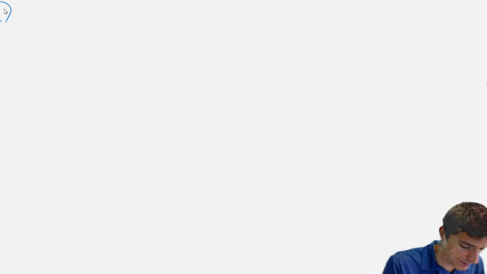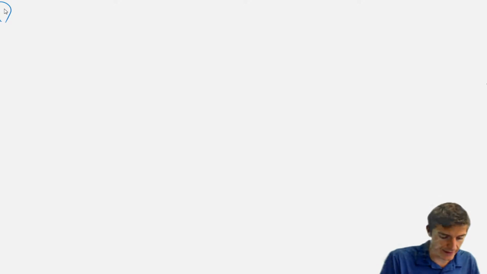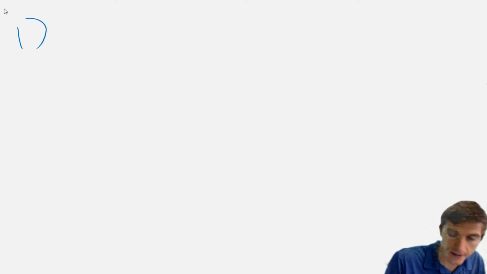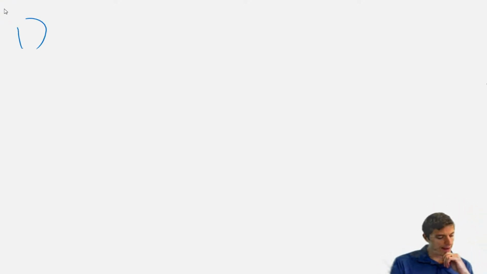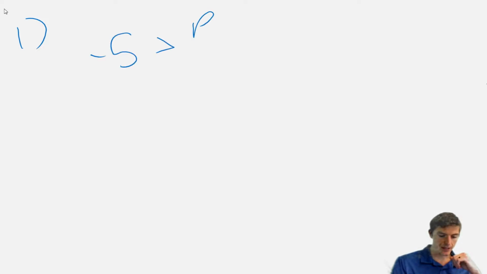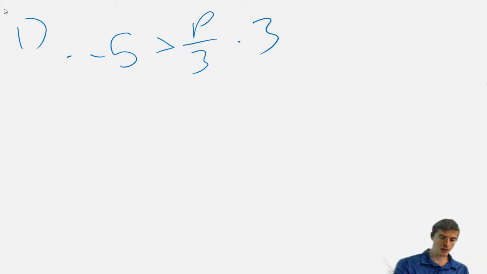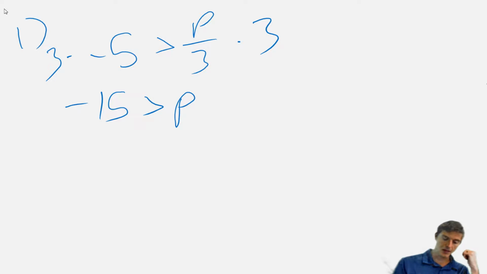Okay, so we're doing some inequalities here. If you take a look, let's start with number one right here. I have -5 is greater than p over 3. So I want to solve for p, so I'm going to multiply both sides by 3. When I do this, I get -15 is greater than p.